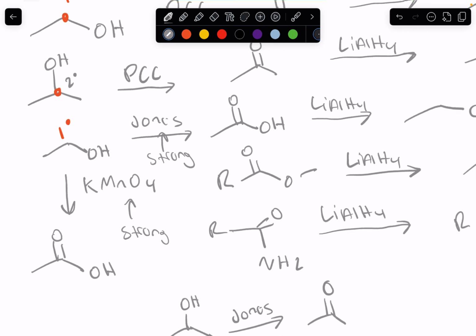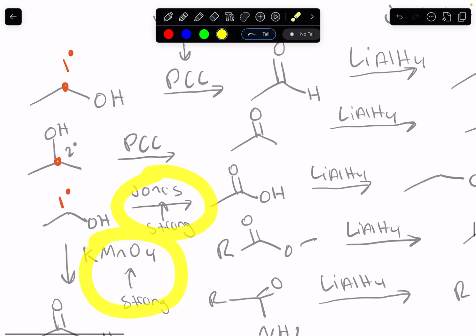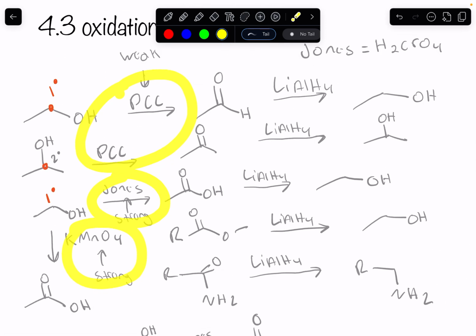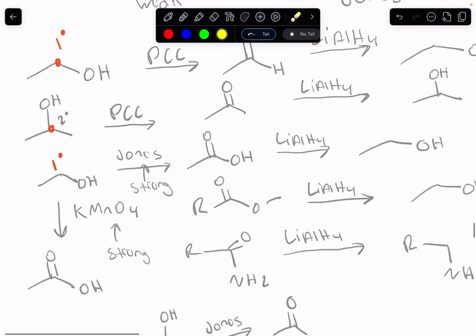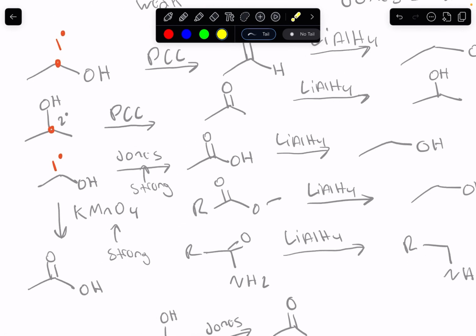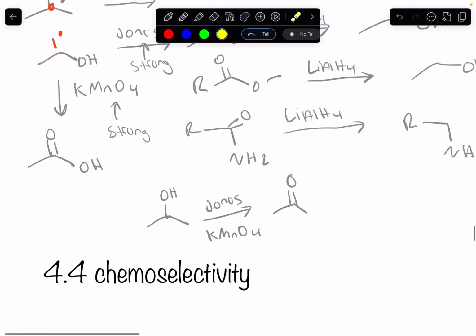Okay, and as you can see, both Jones and KMnO4 work to make the same thing. You see here, they both still make carboxylic acid groups. So you can use any strong oxidizing agent or any weak, but these are the two most common ones, so I'll just use those. So that's really it. And then the last thing is it can't work with a tertiary carbon.